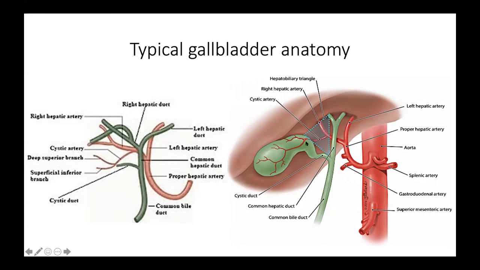The arterial supply is mainly from the cystic artery, and most commonly it arises from the right hepatic artery, which joins onto the hepatic artery proper and the celiac axis. And this is the anatomy that we're all familiar with.